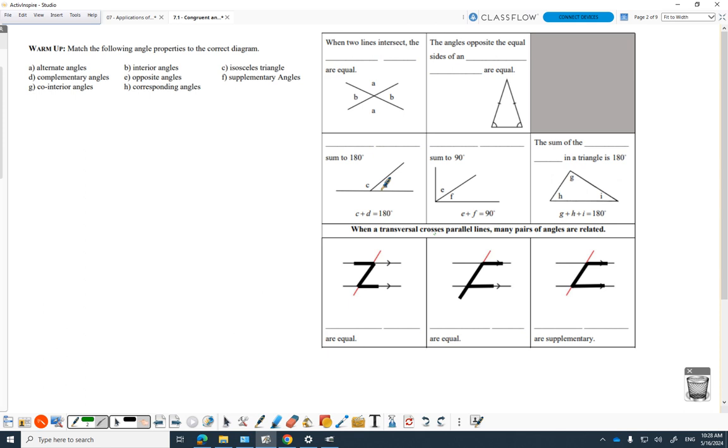Let's look at the words. Alternate angles, interior angles, isosceles triangle, complementary angles, opposite angles, supplementary angles, co-interior angles, and corresponding angles. Actually, some of these names work pretty well where even if you haven't seen them before, you might go, I think I know which one you're talking about. Does anyone want to take a shot at matching any of these with the picture? There are at least 2 really easy ones.